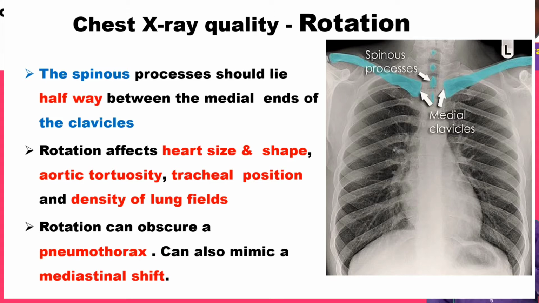So guys, another thing is rotation. A rotated film can affect the heart size, shape, aortic tortuosity, tracheal position, and density of the lung field, and rotation can obscure a pneumothorax or can also mimic a mediastinal shift. So guys, how will you see the rotation? This is the spinous process and these are the medial ends of the clavicles. The distance from the spinous process to the right side and to the left side should both be equal for a non-rotated picture.